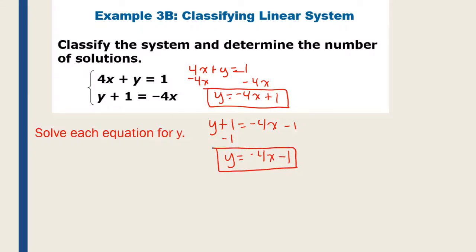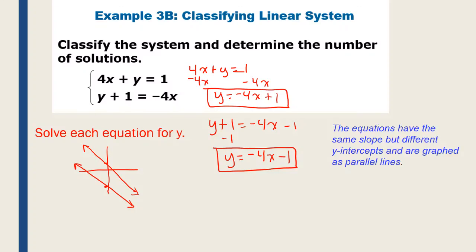So when we look at the two, we can see they have the same slope but different y-intercepts. So we could just see a little graph here. The first one says to start at 1 and go down 4 over 1. The next one says to start at negative 1 and do the same exact slope. Although my lines aren't very straight, you can see that there are no points in between. These are parallel lines, so there's not going to be any points in common. Okay, so the system is inconsistent and has no solution.